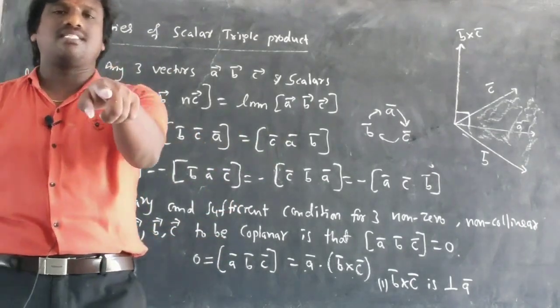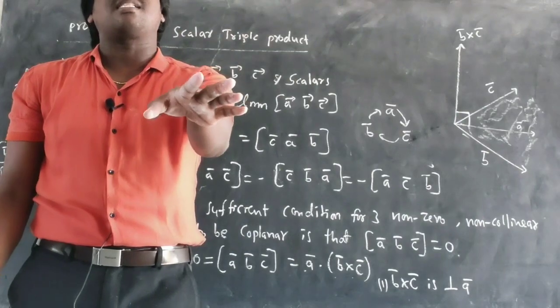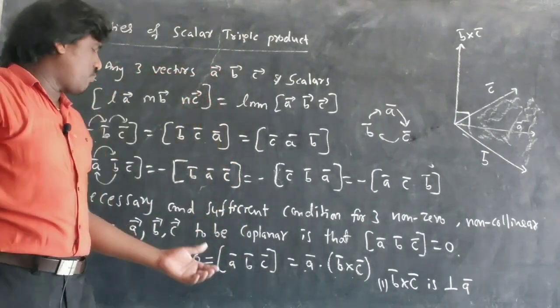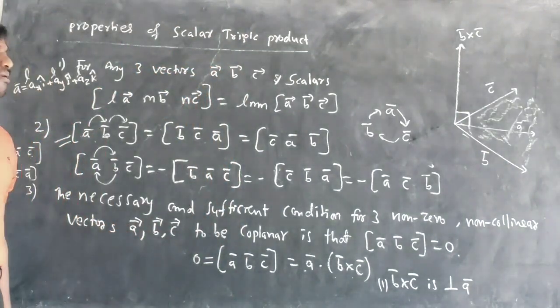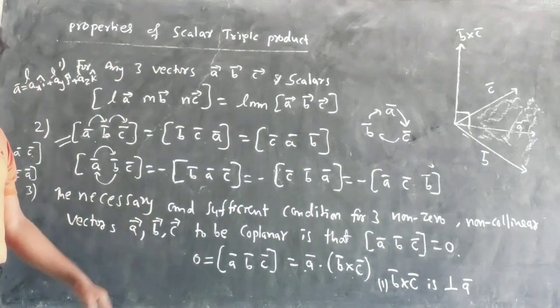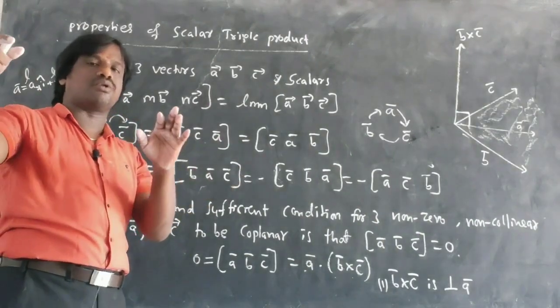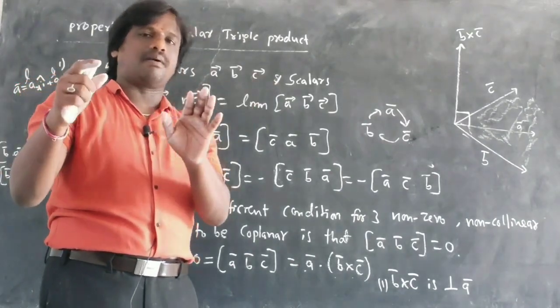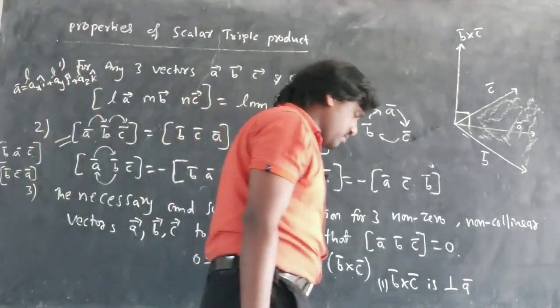If box ABC is 0, then the vectors are said to be coplanar. So when the vectors are coplanar, box ABC is 0. This is property number 3. Let us solve some problems, and I have more properties. I'll explain more properties in detail.